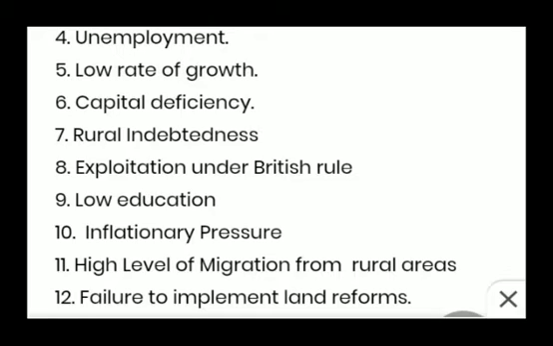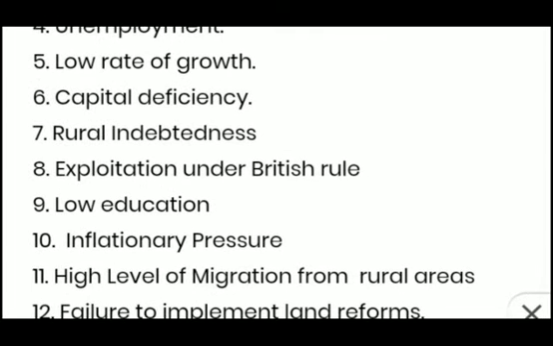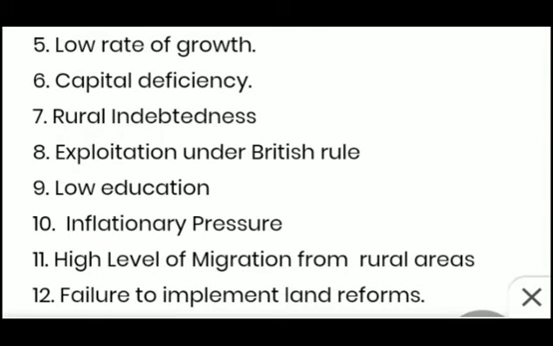Exploitation under the British colonial rule. 300 years of British colonial rule drained away our resources, and it took us time to revive from that state of devastation where we had to begin from scratch.